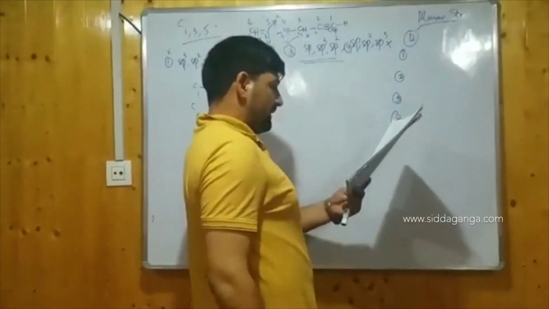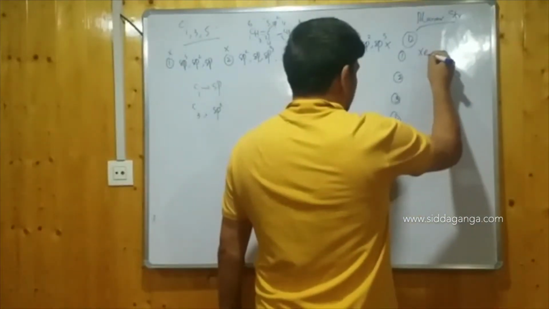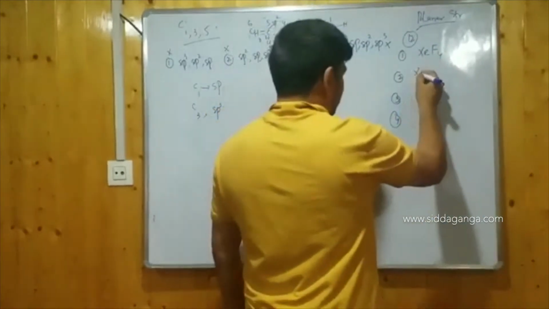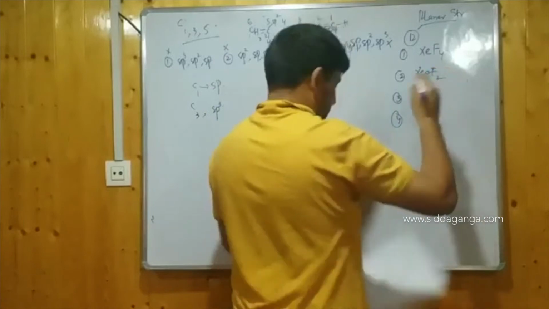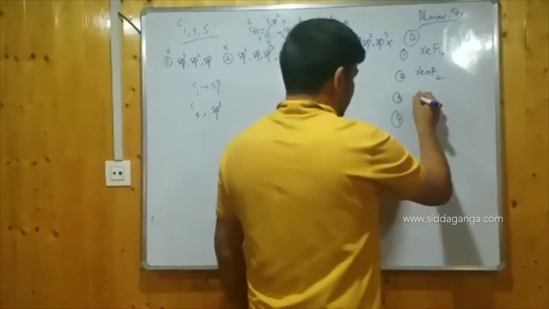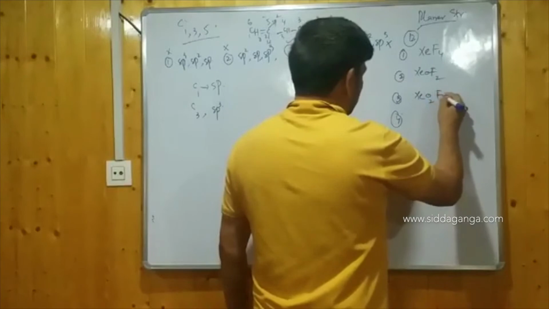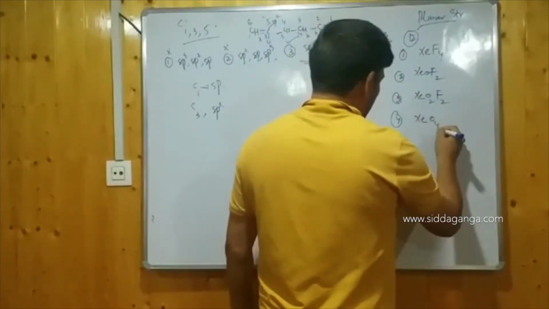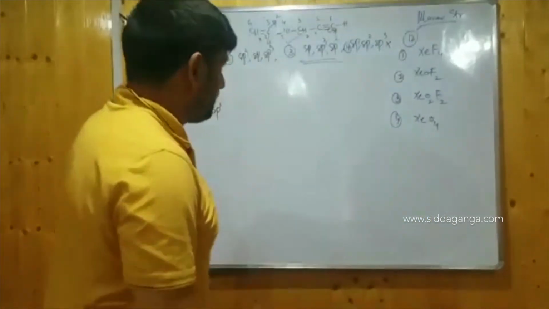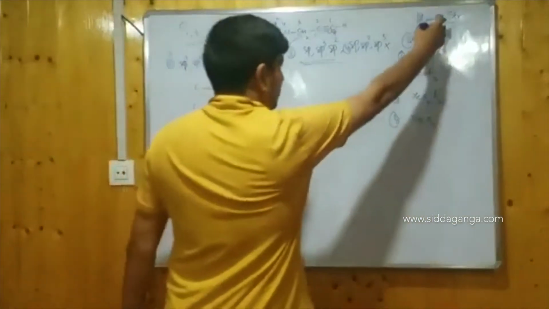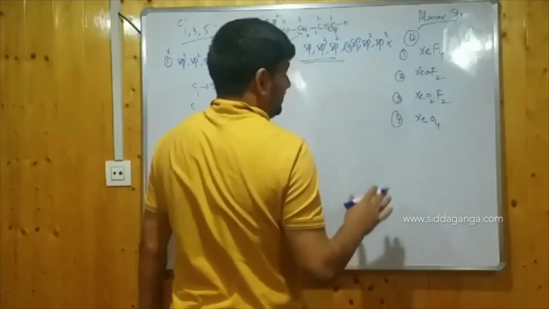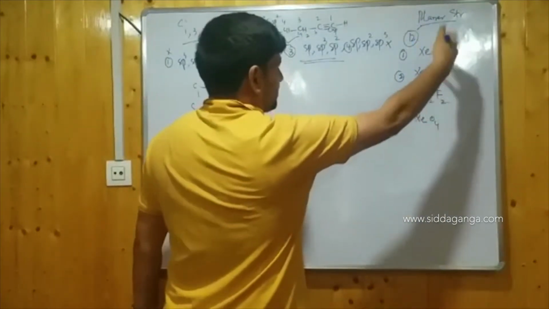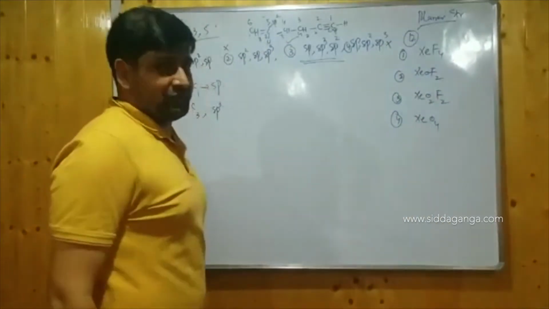Options are, children, XeF4, xenon tetrafluoride. Second option is XeOF2. Third one is XeO2F2. And fourth one is XeO4. Right, let us see this one. So we have to find out planar structure for this, right? First of all, we'll find out hybridization, number of lone pairs and bond pairs. According to that, we can find out the geometry and shape of the molecule.